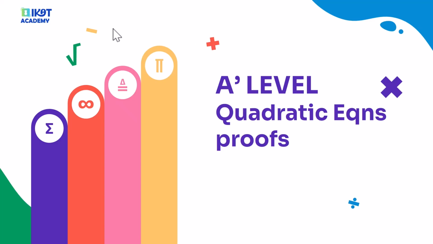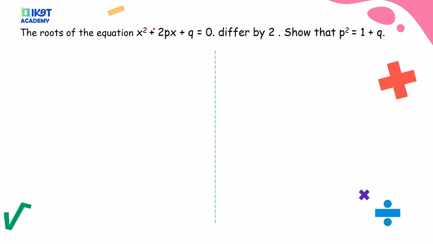Hello, so today we're going to be covering our last chapter in quadratic equations, which is going to be proofs involving quadratic equations. And now this is our first example. It says that if the roots of this equation differ by 2, show that this is equal to that. So we're going to say that these proofs have a certain flow that they take.